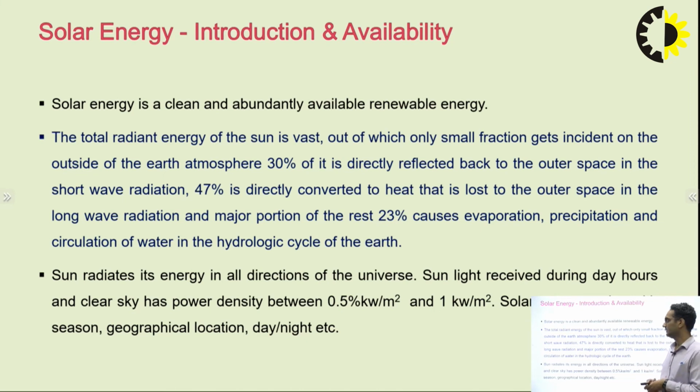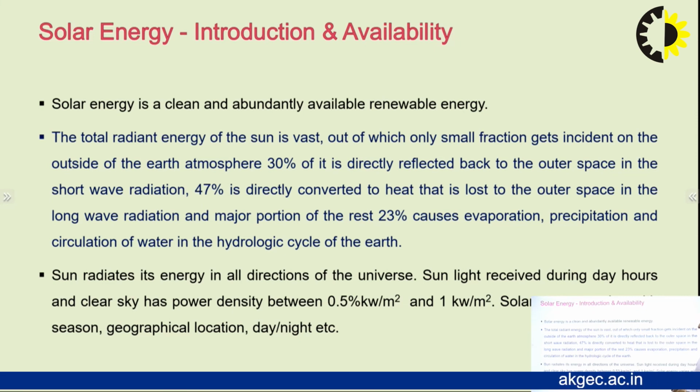Out of this, only a small fraction gets incident on the outside of the earth's atmosphere. 30% of it is directly reflected back to outer space as short wave radiation, and 47% is directly converted to heat, which is lost to outer space as long wave radiation. A major portion of the rest, 23%, causes evaporation, precipitation and circulation of water.